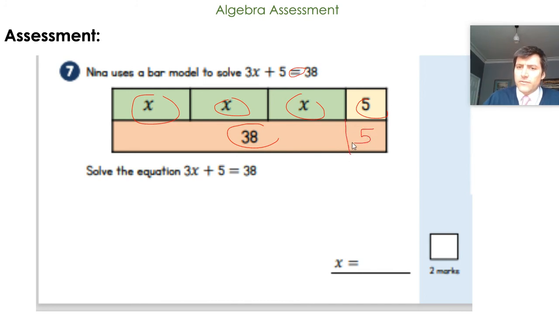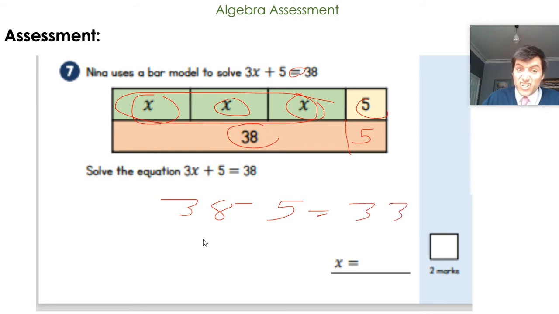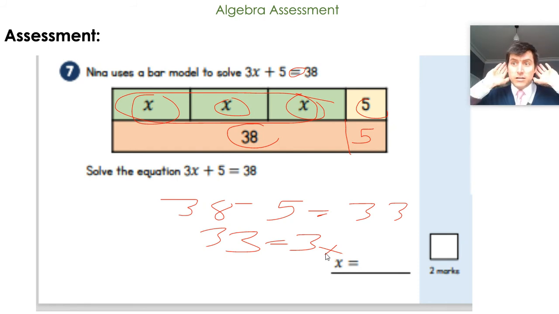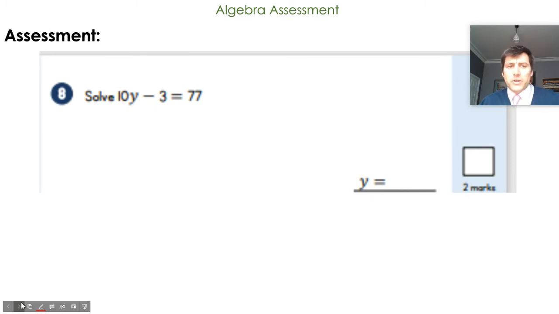Okay, so if I make that 5 as well there, I know that now 38 subtract 5 is the same as 3x. So 38 subtract 5 equals 33. And now I know that 33 equals 3x. So what am I going to do with 33? I'm dividing it by 3, aren't I? And therefore I know that x is worth 11 because 33 divided by 3 makes 11. Lovely job.